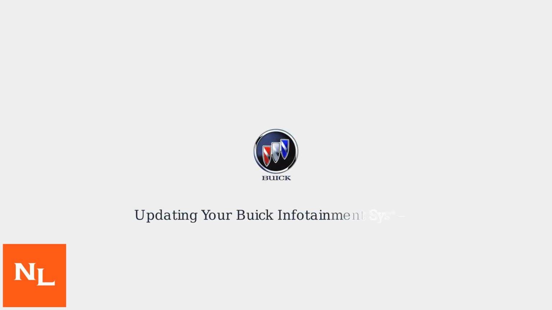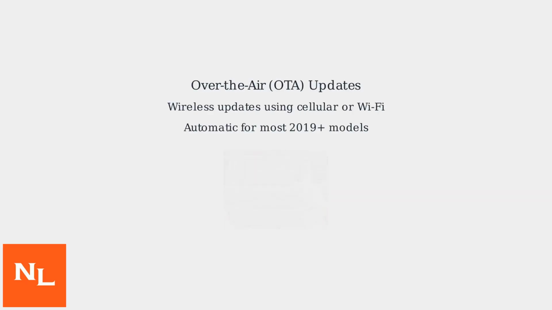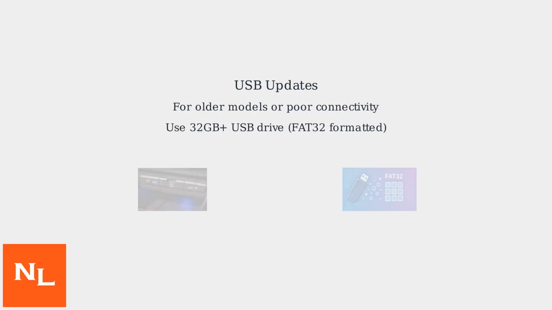Keep your Buick's infotainment system current with two main methods, over-the-air and USB updates. OTA updates are wireless, using your car's cellular or Wi-Fi connection to download software, map, and app updates automatically. Most 2019 and newer Buicks support OTA, especially with the Buick Infotainment 3.0 system. For older models or areas with poor connectivity, USB updates are available.